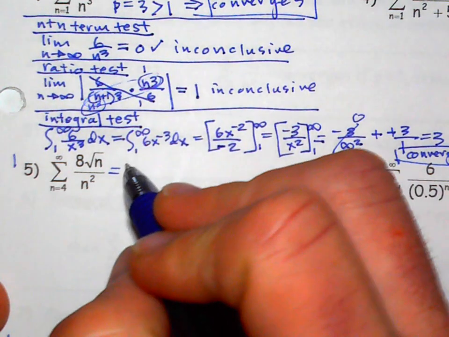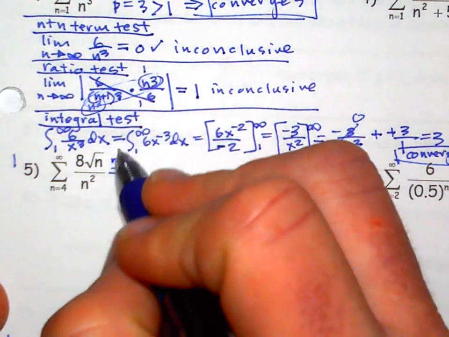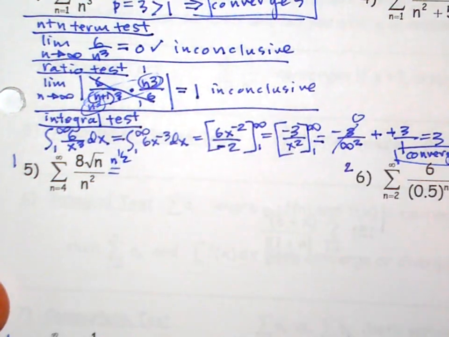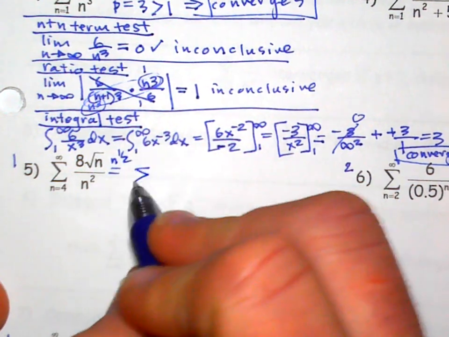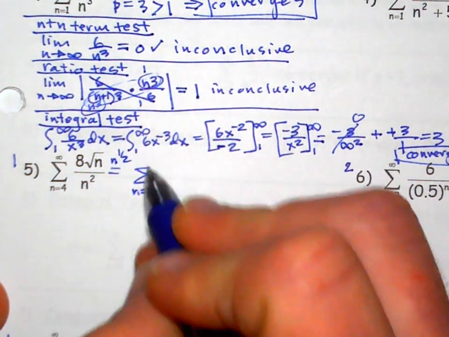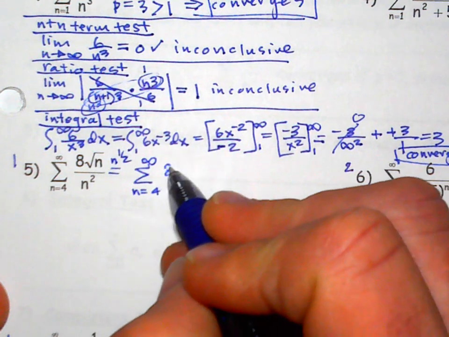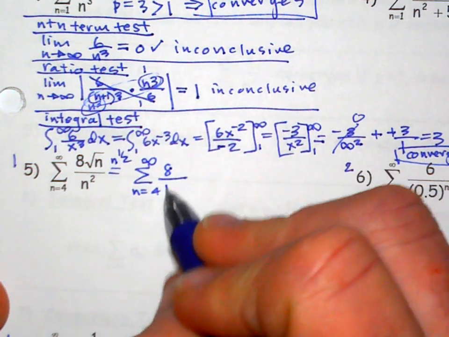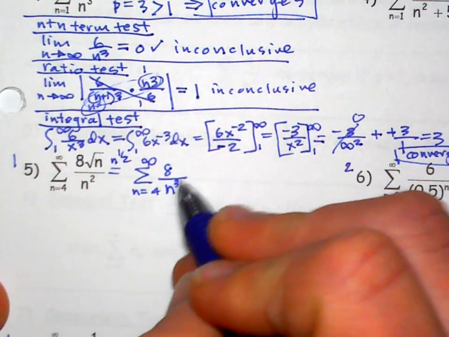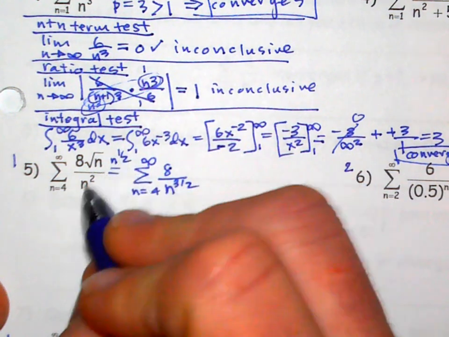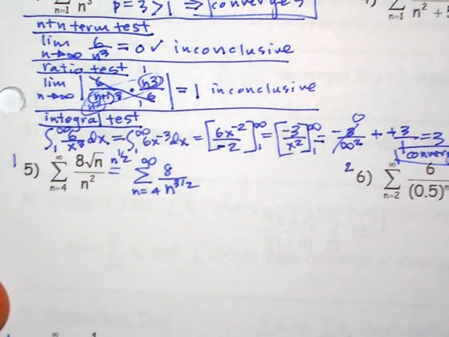Now, number 5, I see potential for trying to clean this up. So there's a 1/2 there. I'm going to rewrite this as the sum from n equals 4 to infinity of 8 over n to the 3 halves, right? Rules of exponents, you subtract from one to the other. And right when I see this, I'm like, oh, that's a p-series.